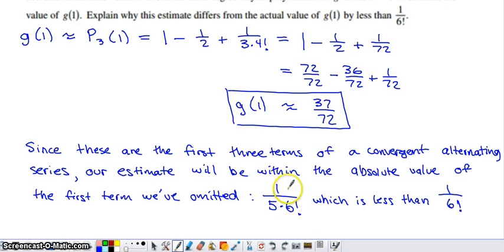Well, this right here is going to have a larger denominator than 6 factorial, and therefore the value of this fraction is going to be smaller than the value of this fraction. So we kind of got lucky here. We didn't have to use the Lagrange error bound. We could explain why we have to be within this amount by using the alternating series error bound.